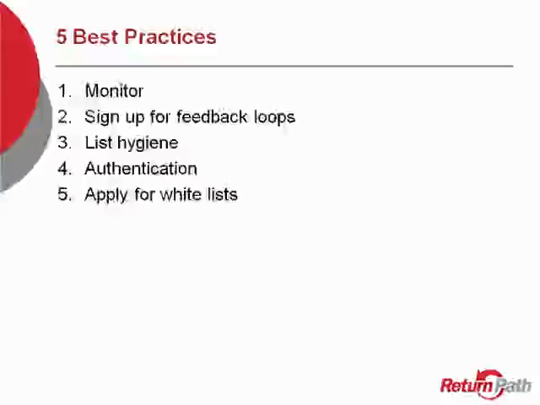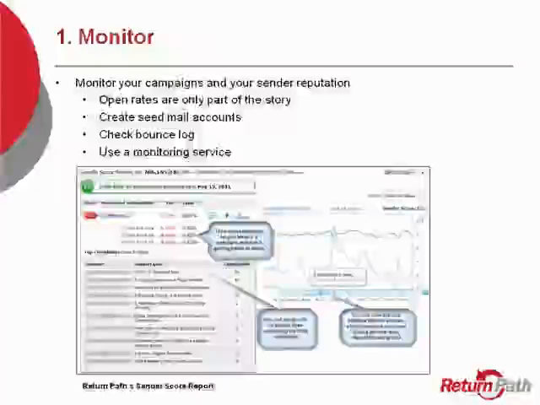And really they monitored their emails, they signed up for feedback loops, they were practicing good list hygiene, they were authenticating, and they were also applying for whitelists. And these are all 5 basic things that everyone on this call can do today. So first one is, again, monitoring your accounts.